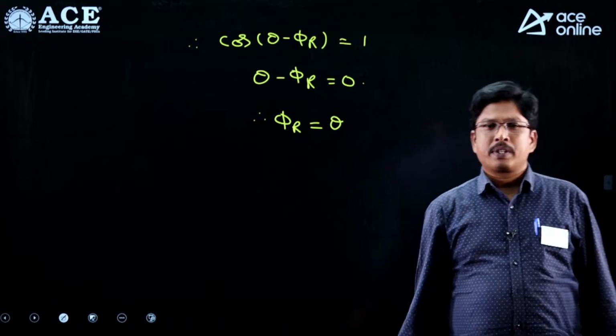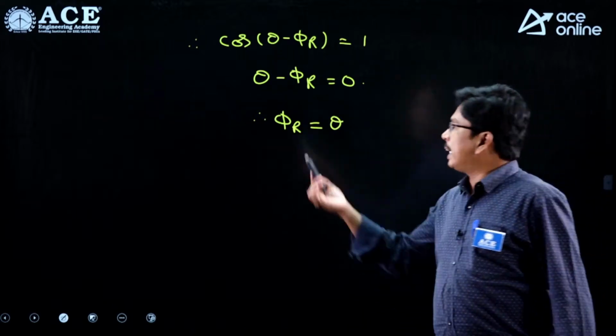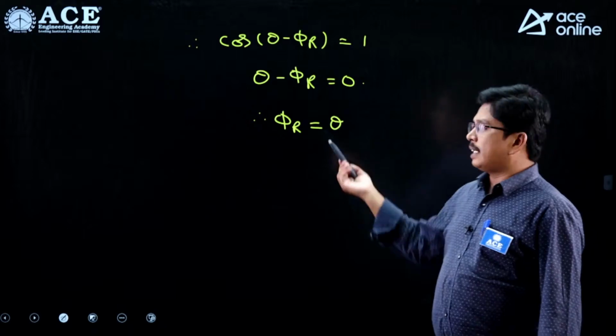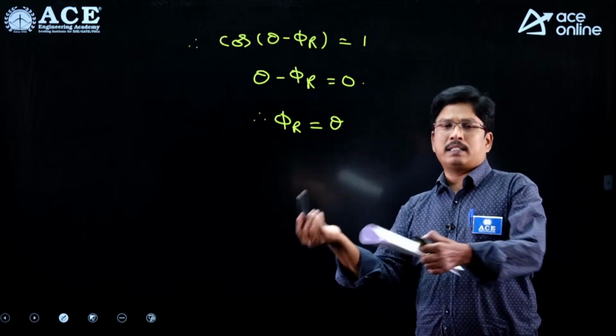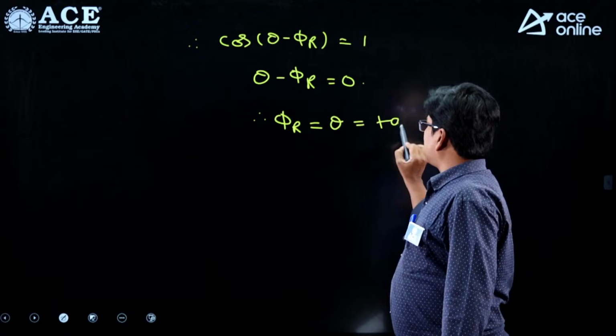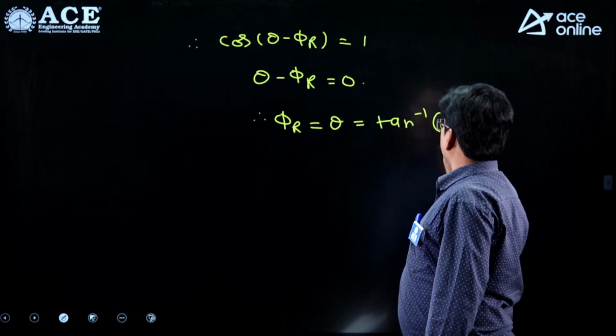Already you have studied. So those who have remembered the formula, directly you can go with this one, right? The condition for maximum voltage regulation is that the power factor angle is equal to the impedance angle. So theta is equivalent to tan inverse of x by r, right?